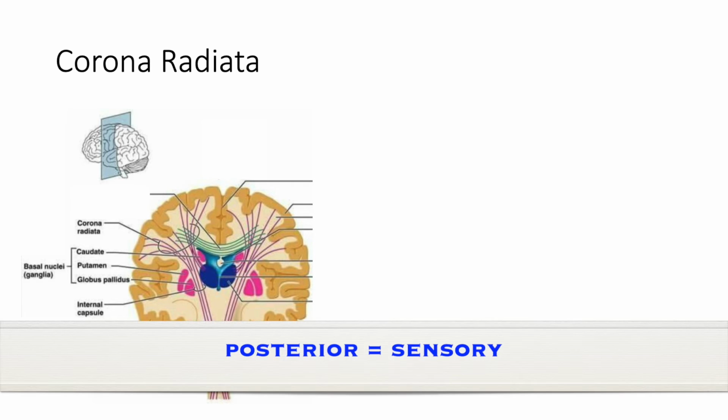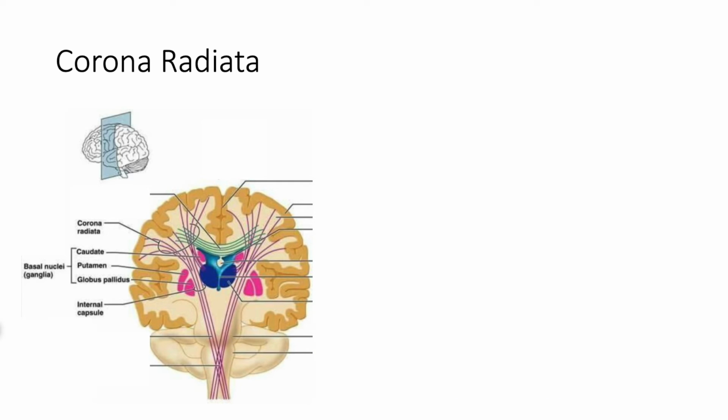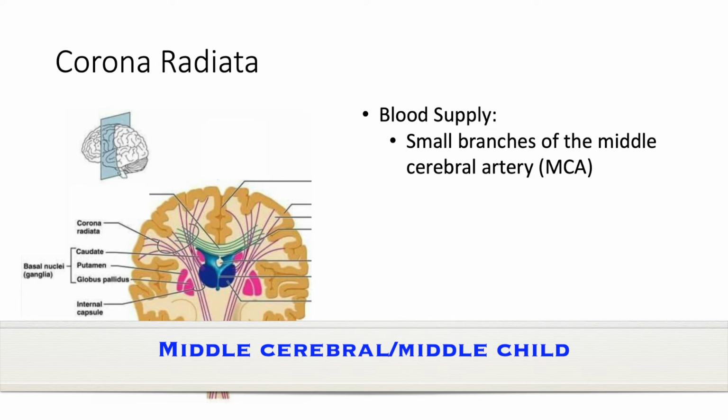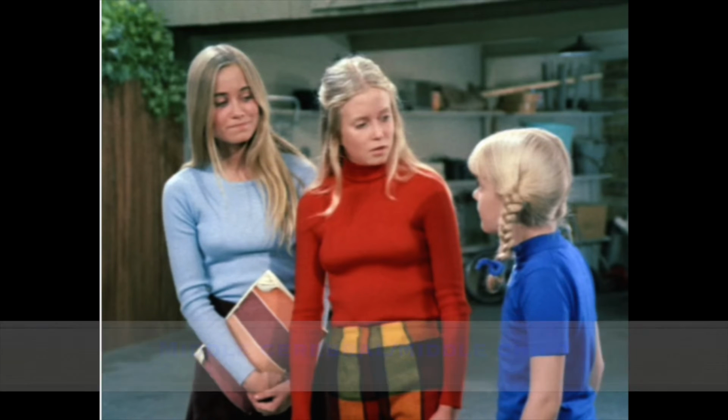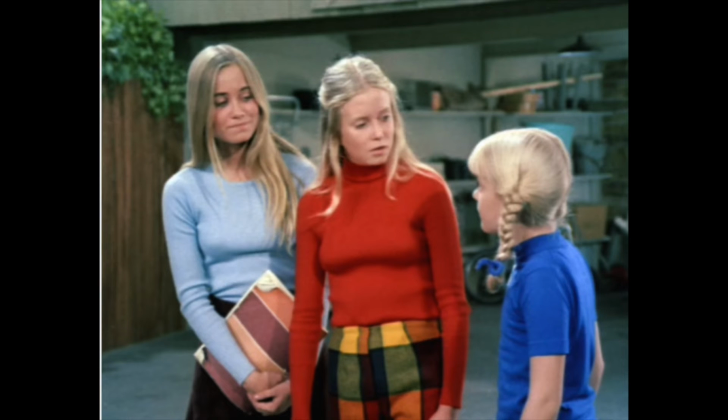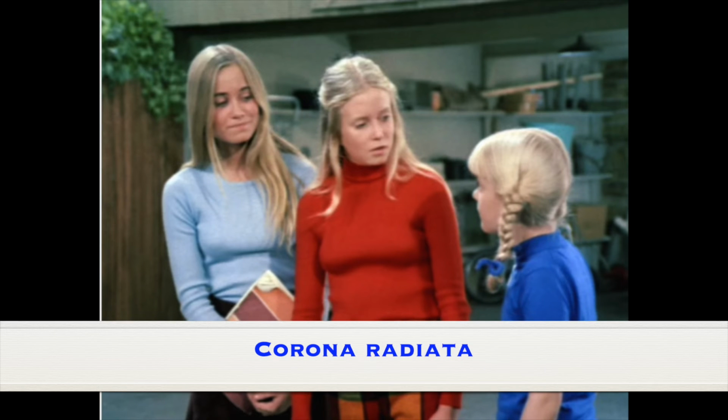The posterior corona radiata consists of fibers that carry sensory information from various parts of the body to the postcentral gyrus, which is the primary somatosensory cortex. You can remember that the corona radiata is supplied by the small MCA branches because the middle child of the family is always upset about being the middle child, middle child syndrome. Well, all I hear all day long at school is how great Marcia is at this or how wonderful Marcia did that. Marcia, Marcia, Marcia! So they drink a lot of Coronas to cope.